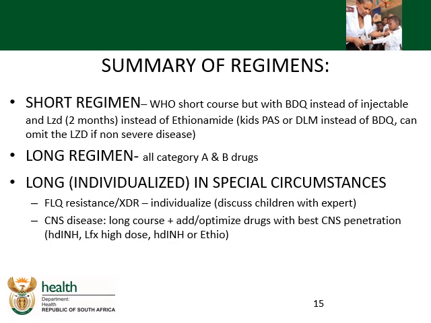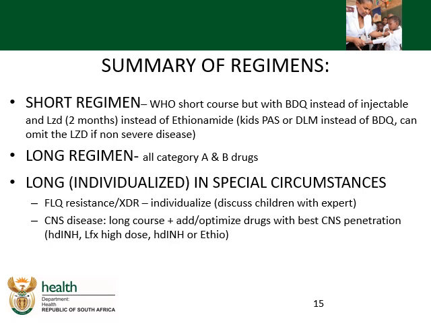So in summary, of our MDR-TB regimens, we now have access to the short regimen for 9 to 11 months with bedaquiline for all our patients instead of the injectable. We're using linezolid for 2 months, no longer have ethionamide, and in our children we'll be using PAS or delamanid instead of the bedaquiline. We also have a long regimen now available for MDR-TB, where we can use our category A and B drugs, those 5 core drugs.